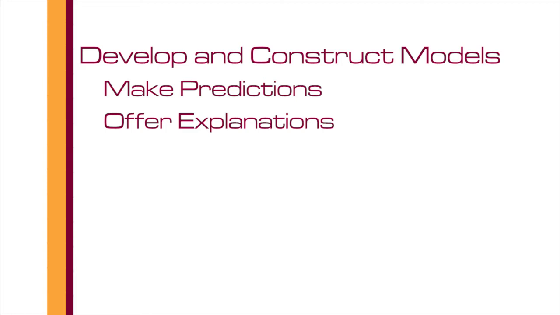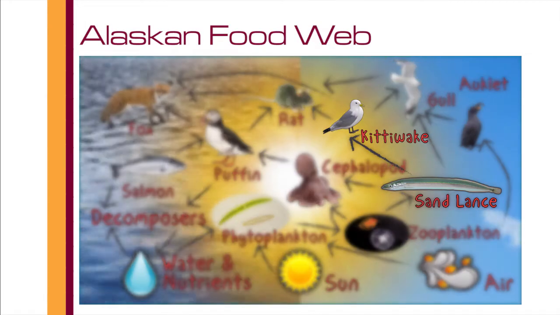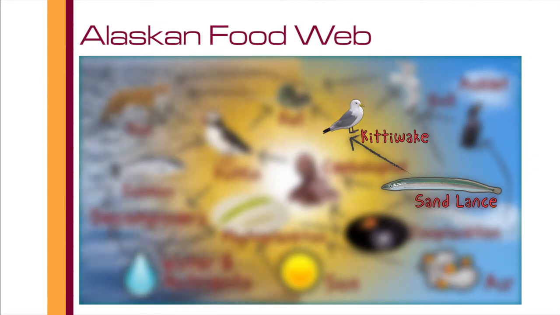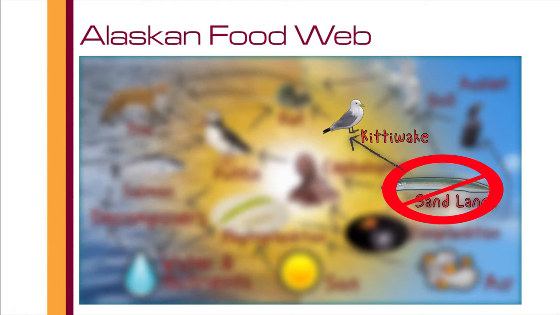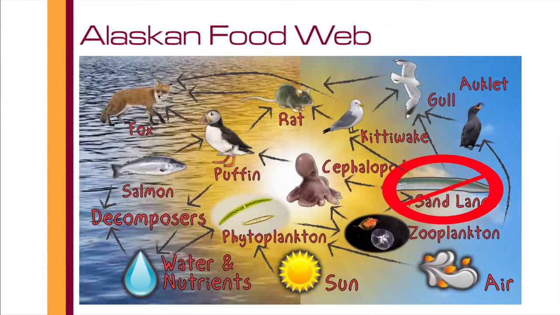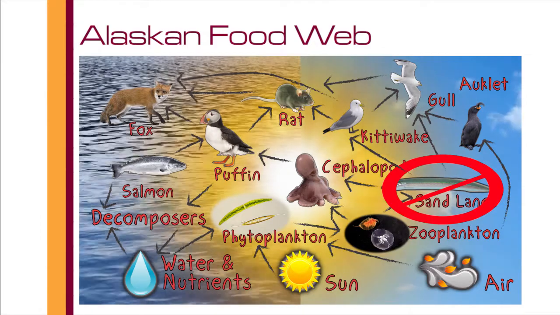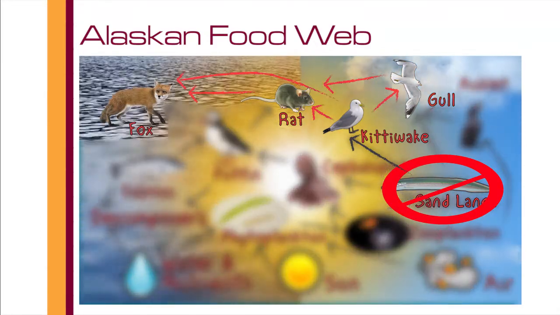In addition to developing and constructing such models, students are expected to use models to make predictions and offer explanations. For example, students may be asked to use the Alaskan food web model to answer the following questions. What will most likely happen to the kittiwake population if the sand lance population goes extinct? And which other organisms would likely be affected by sand lance extinction? A reasonable response would be to predict a rapid decline in the kittiwake population, leading to adverse effects on the fox, rat, and gull populations.